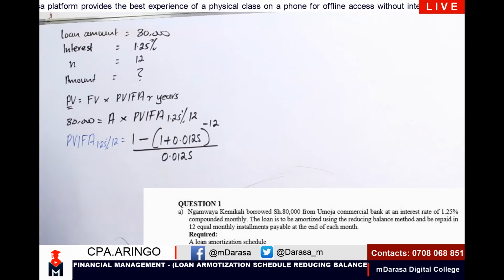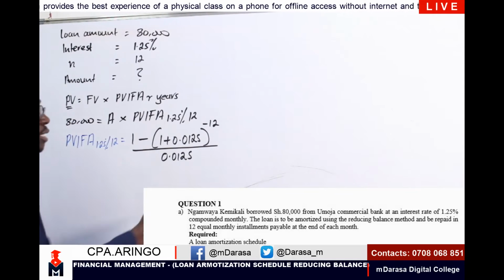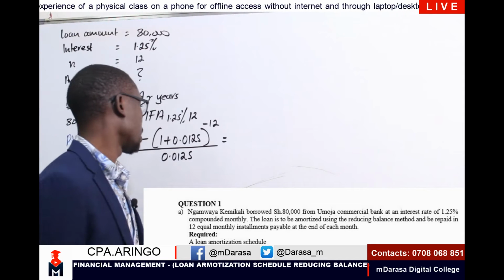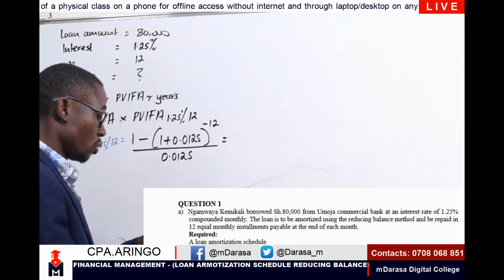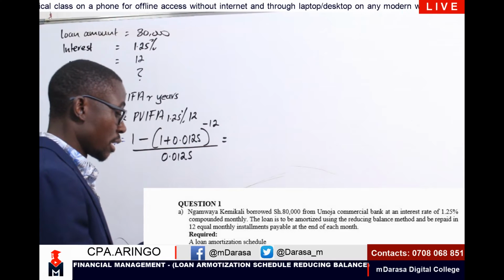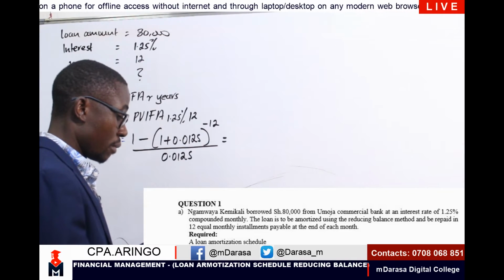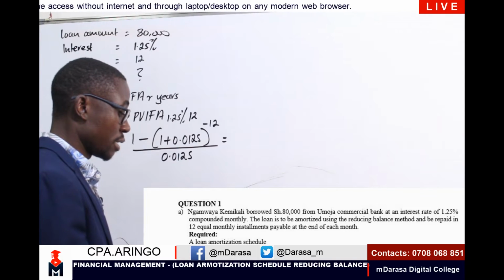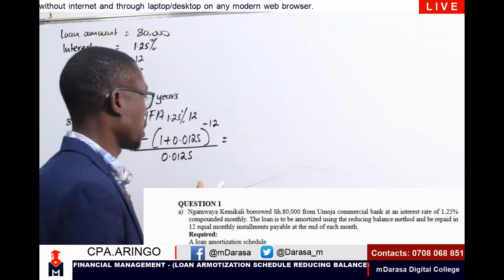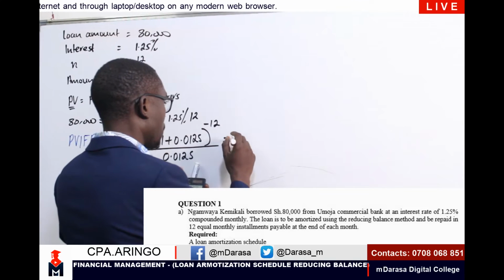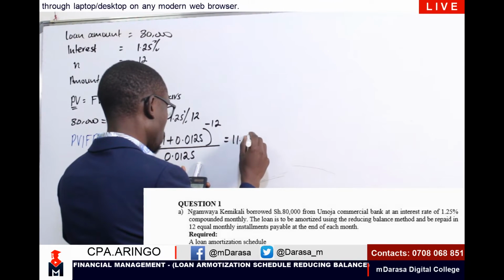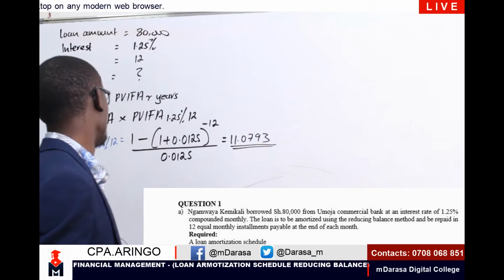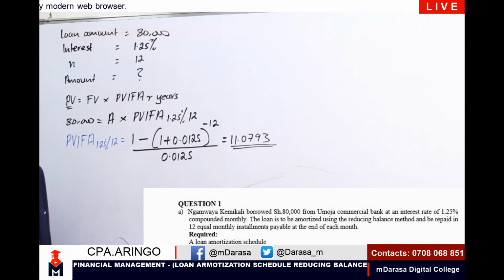So having this case, we can now establish our factor. I'm going to take my calculator. We have 1.0125 raised to power negative 12. 1 minus answer, divide by 0.0125. In this case, my good students, I'm getting into 4 decimal places. I'm having 11.0793. We have established our factor, present value interest factor, right?